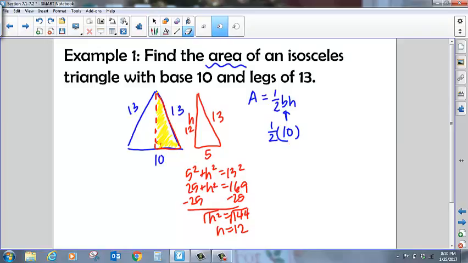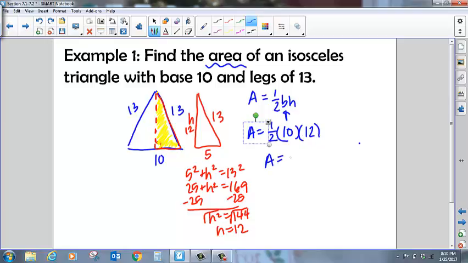Okay, so then back to finding the area. So we've got the 1/2. We substituted in 10 for the length of the base because we want the base of the original triangle. And now we can use 12 for the height. So 1/2 of 10 is 5. 5 times 12 is 60. So 60 units squared.